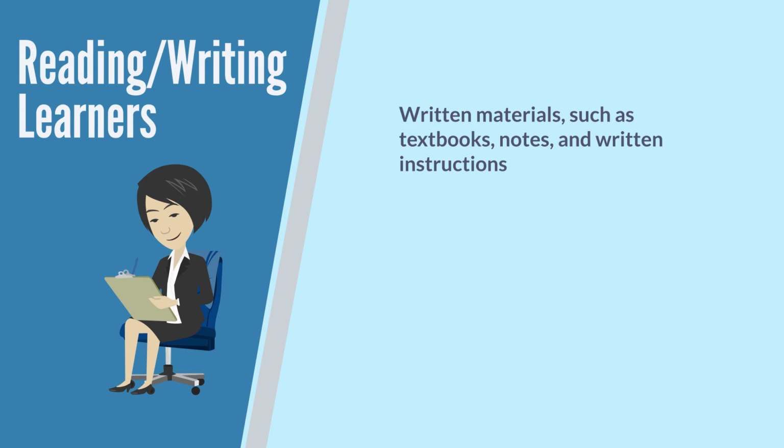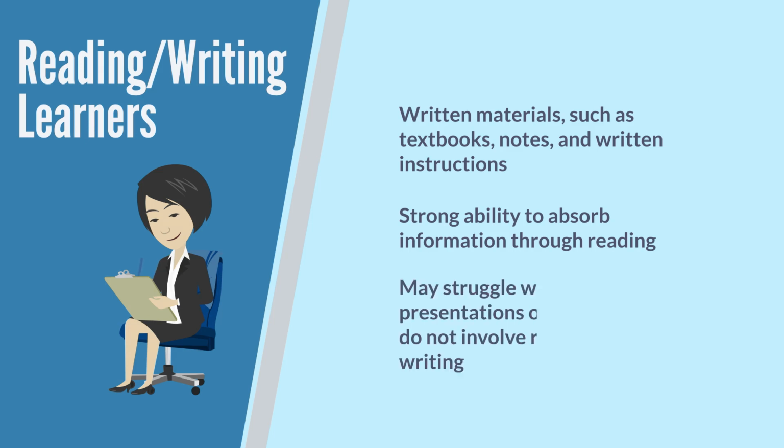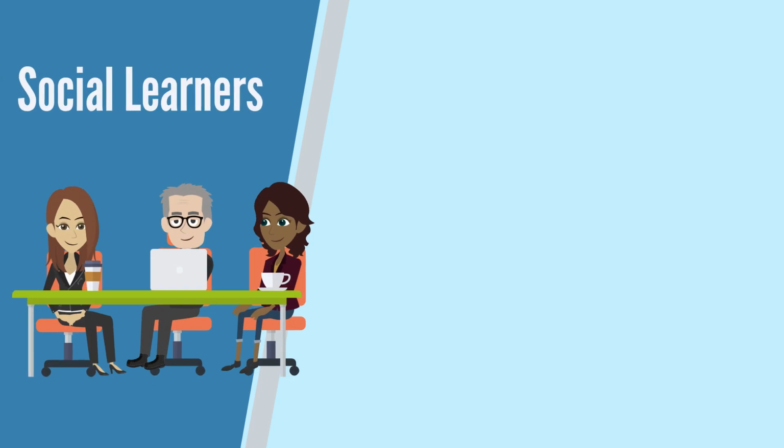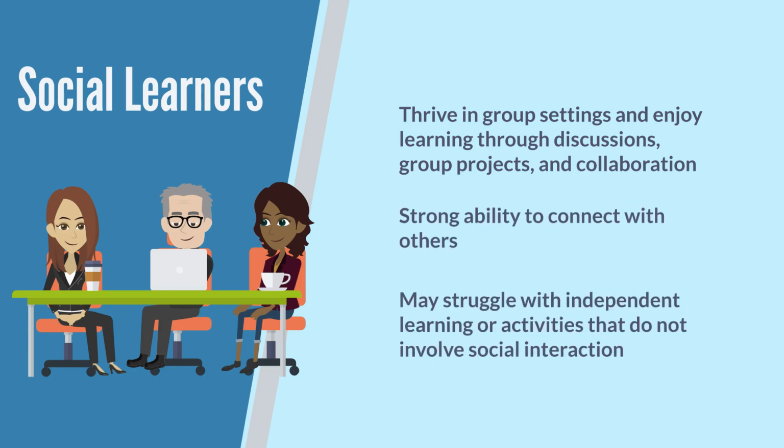Reading and writing learners prefer to learn through written materials, such as textbooks, notes, and written instructions. They have a strong ability to absorb information through reading and often enjoy taking notes and summarizing information in their own words. They may struggle with oral presentations or activities that do not involve reading and writing. Social learners thrive in group settings and enjoy learning through discussions, group projects, and collaboration. They have a strong ability to connect with others and may struggle with independent learning or activities that do not involve social interaction.